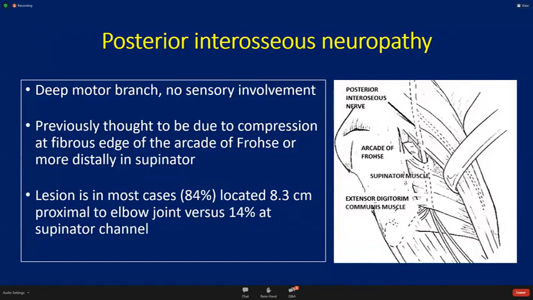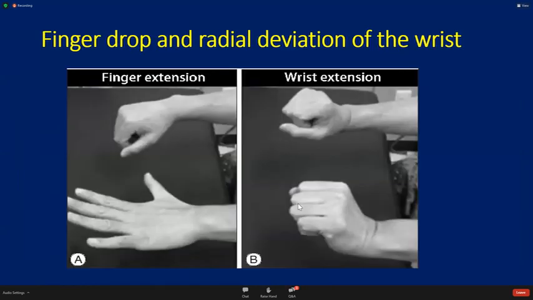Now, for the posterior interosseous nerve, or the motor branch of the radial nerve, weakness produces a pure motor neuropathy. Similar to the anterior interosseous nerve, in most cases, more than 80%, the lesion occurs in the radial nerve proximal to the elbow joint. But the next common cause is the region where this nerve passes through the supinator muscle, which is also known as the arcade of Frohse.